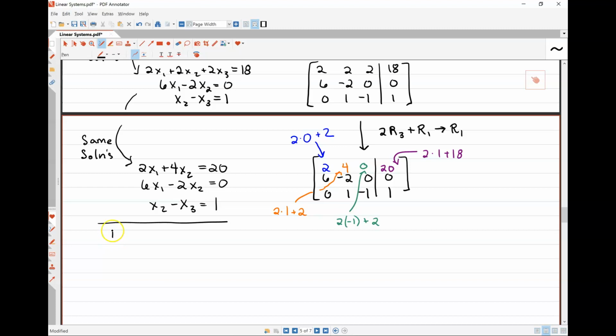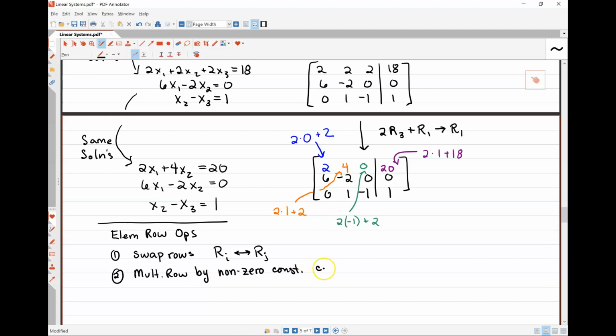We have 3 kinds of elementary row operations. One is swapping rows, and we indicate that by a double-headed arrow. We're swapping row i with row j. Second, we can multiply a row by a non-zero constant, and we write that as c times row i gets put back into row i.